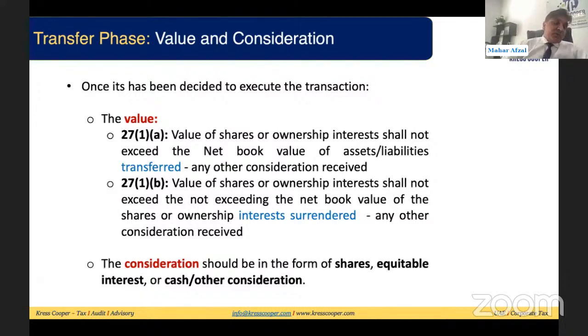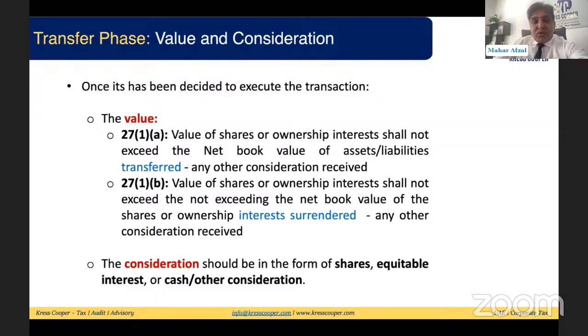This is the requirement for the consideration. Basically, cash and other forms of consideration can be a maximum of 10%, and shares and equity interest must be a minimum of 90%. This we have discussed as well.